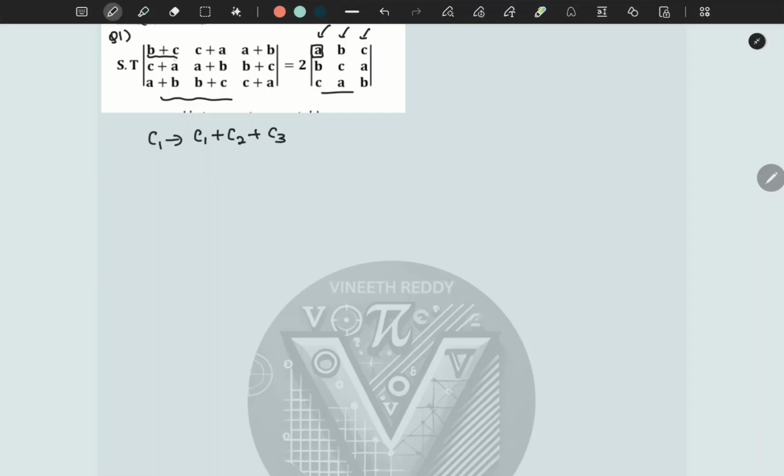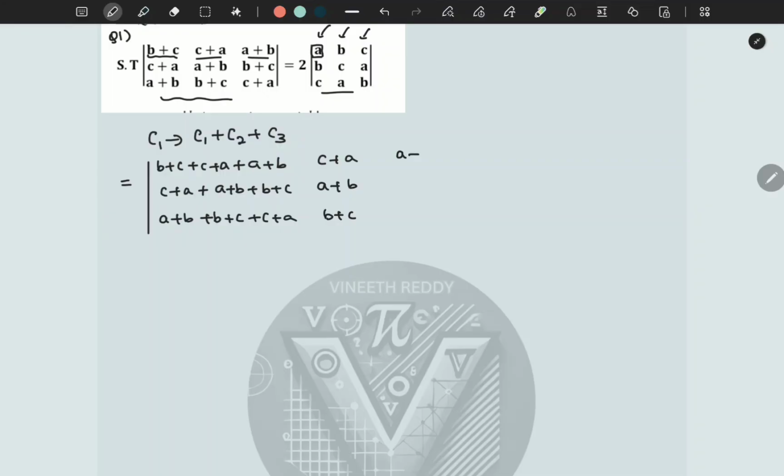And if you observe, this is a symmetric determinant because this element is same as this element. So if I do that, what will I get? I get B plus C here, plus C plus A, plus A plus B. I have to add column 2 and column 3. So similarly for this, A plus B, plus B plus C, plus C plus A. And column 2 and column 3, let me not disturb it. So we get this part.